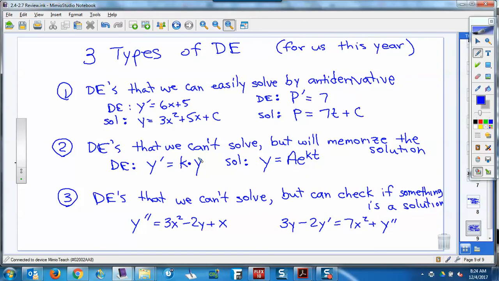Okay? And then we said the 3 different types of differential equations. That type we can just easily solve by doing an antiderivative. Remember, solve means get the original function. So we got y prime. We want to go to y, the original function. Okay? We can't solve this one, but we'll just memorize it.